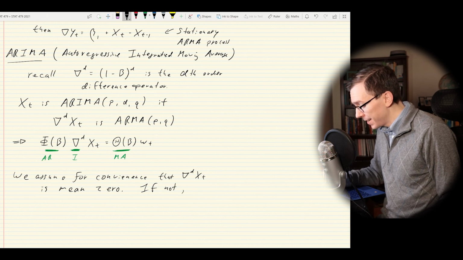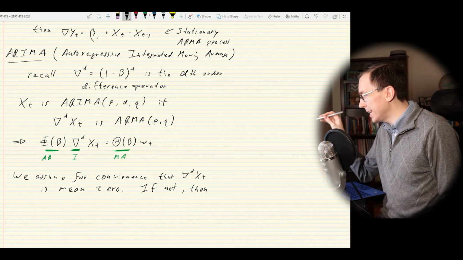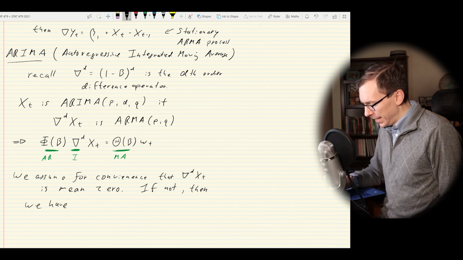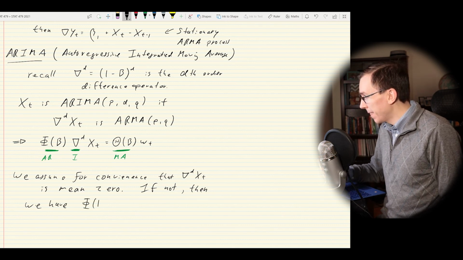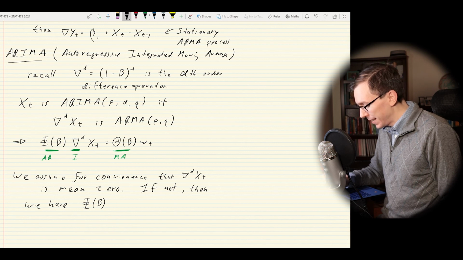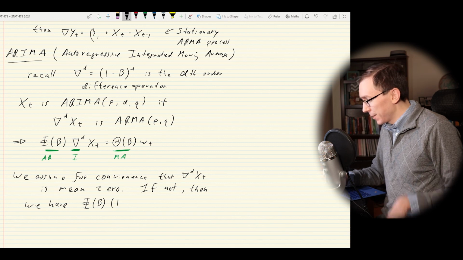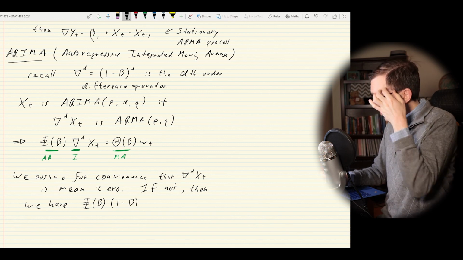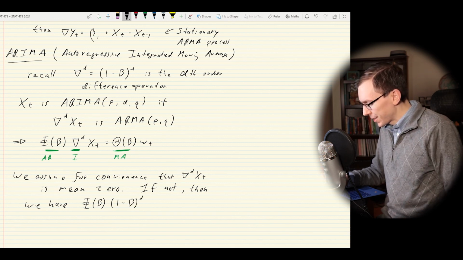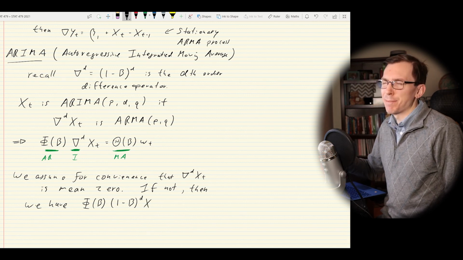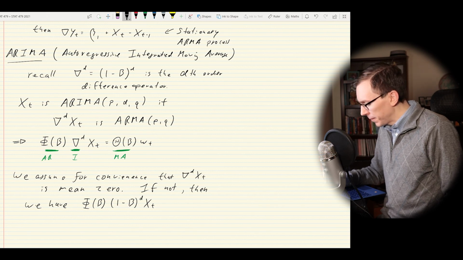And if not, then we can work our way backwards and put a mean into this equation. If not, we have that capital Phi of B applied to, maybe I'll just write it out as (1 - B) to the d, x_t. This is just the differencing operator written in terms of the backshift operator. Sometimes it's nicer to look at it that way.